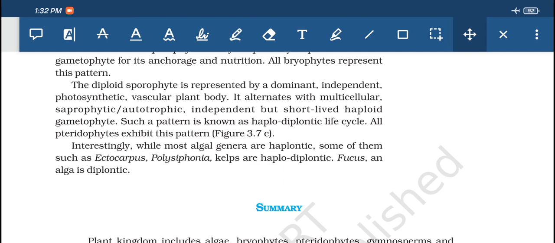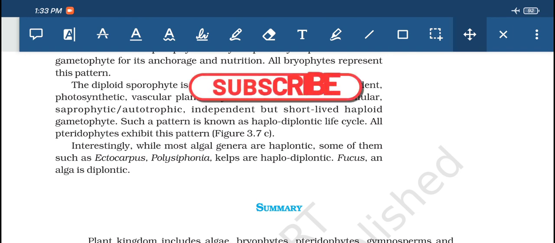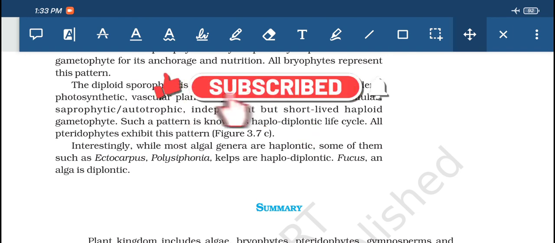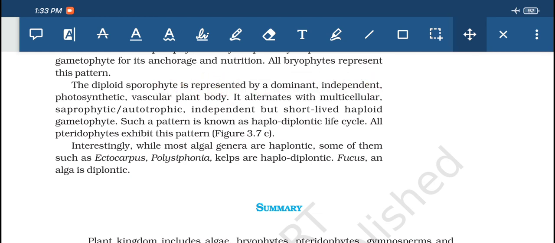Then, interestingly, while most algal members or algal genera are haplontic, some of them, such as Ectocarpus, Polysiphonia and kelps, are haplodiplontic. Some exceptions are there in algal members also. Those exceptions are Ectocarpus, Polysiphonia, and kelps. These three members show a haplodiplontic kind of life cycle, and Fucus, an algal member, shows a diplontic kind of life cycle.